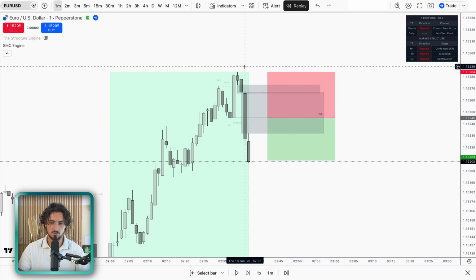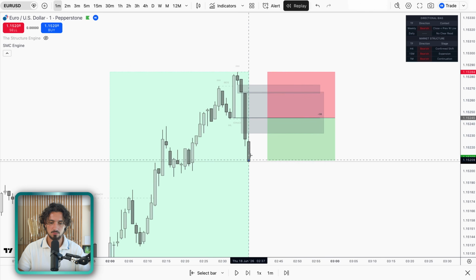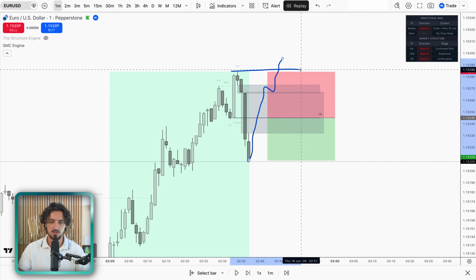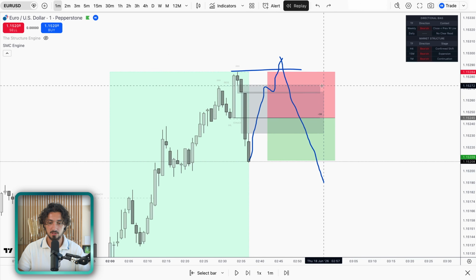My stop loss goes above the swing high. Why? Because if we now trade through this high, the 1 minute becomes bullish. We're not bearish anymore. So the trade becomes invalid.